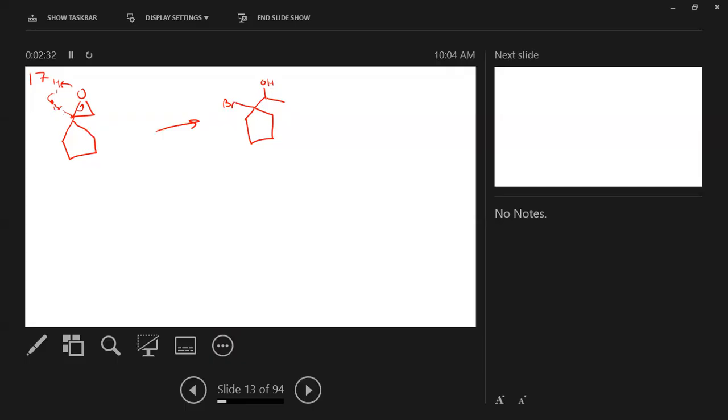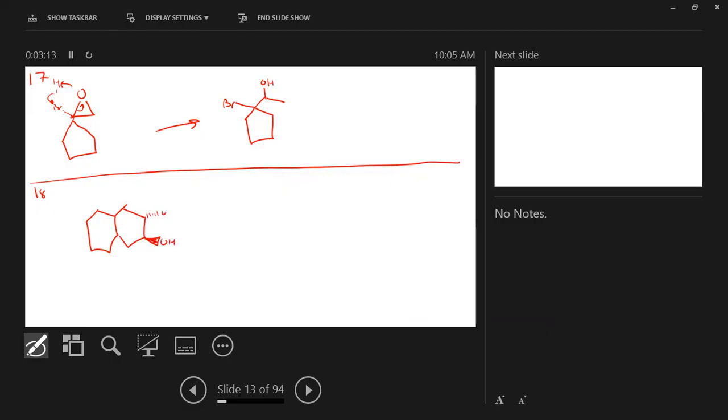So MCPBA, we can do 18 on the same slide. MCPBA will add an epoxide. That's metachloroperoxybenzoic acid. What we're going to get is a trans diol. We're going to get the trans diol enantiomers. It says only draw one enantiomer, so you're going to form the epoxide, and then you're going to add your alcohol to this, and a trans.